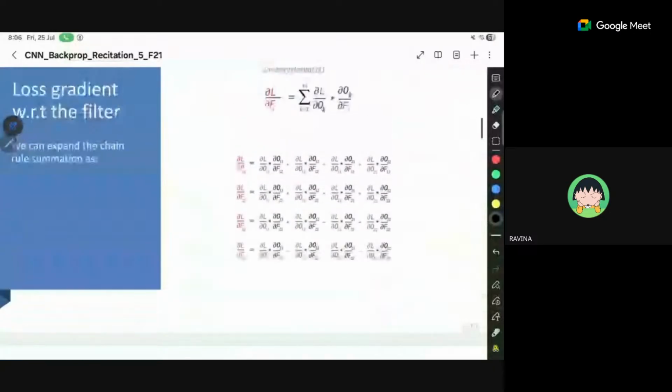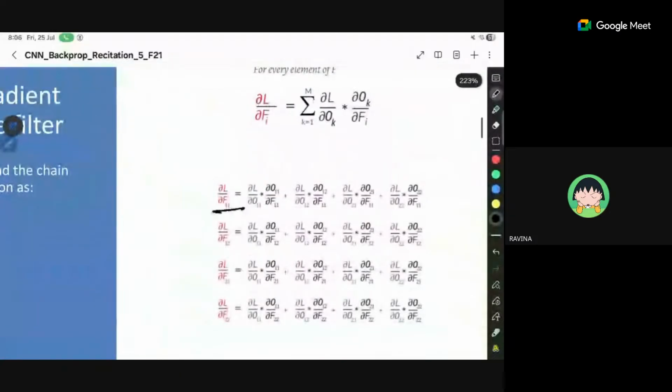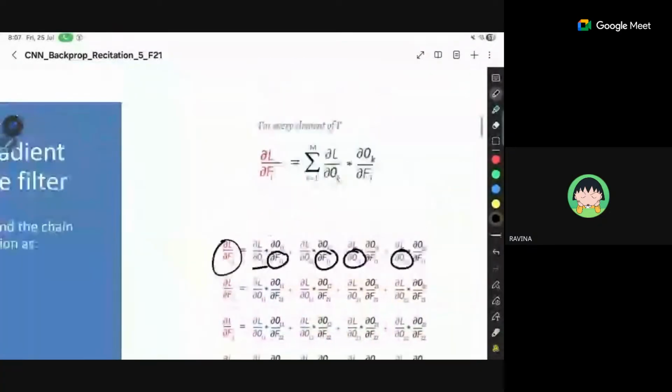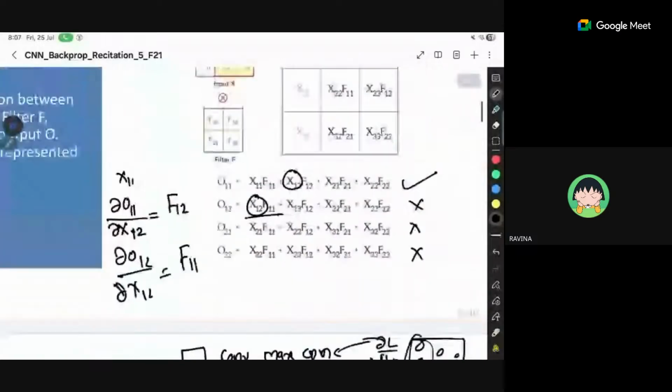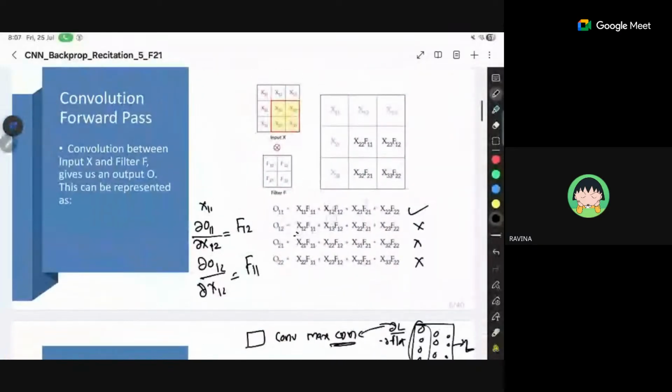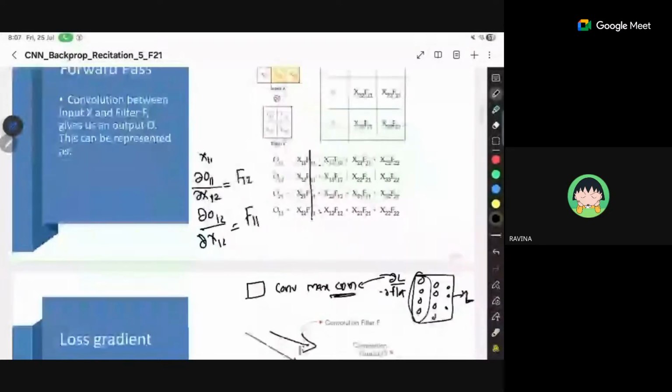So they have actually explained. If you do with F11, what is the loss with F11? Let's say you will come to O11, right? Then O11 has F11 contribution. O12 has F11 contribution. O21 has F11 contribution. O22 also has contribution from F11, right? You can check the formula. So this is a formula. We're talking about F11. So it has contributed to all four of them, and so all four of them will get updated, right?